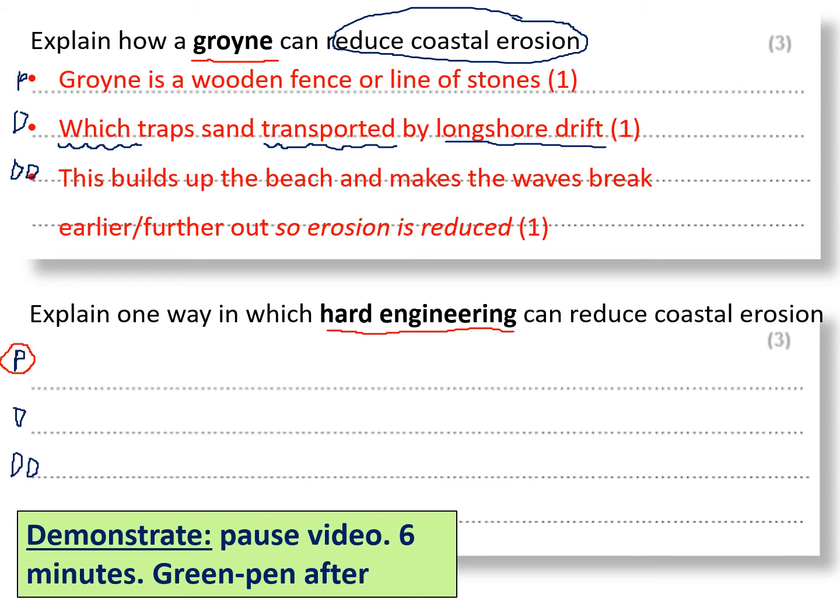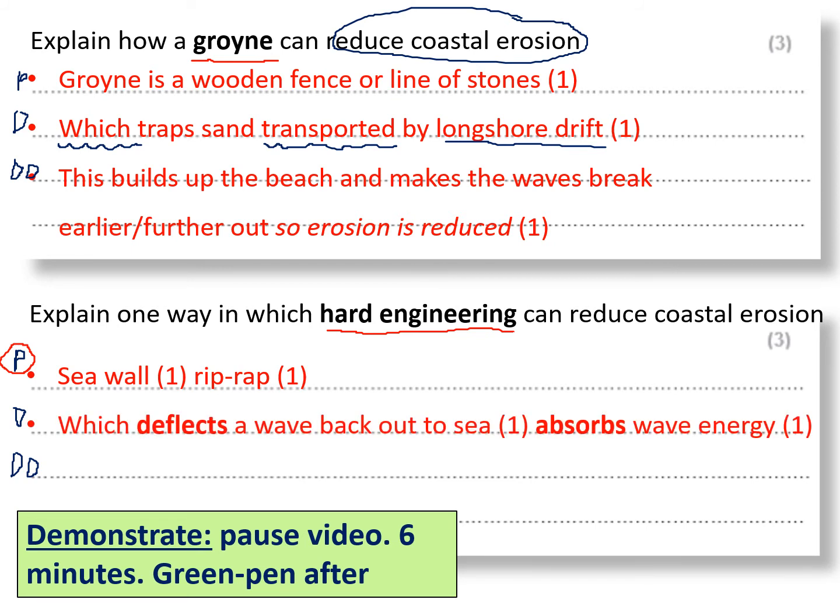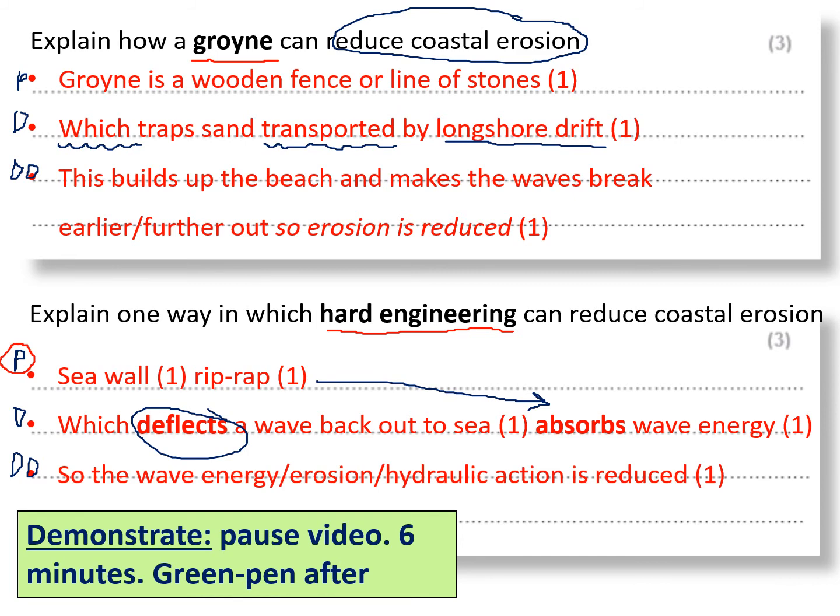The second question, explain one way in which hard engineering can reduce coastal erosion. I chose seawall, but you could have said riprap. Remember, the seawall deflects a wave, the energy of the wave, back out to sea, whereas the riprap absorbs and breaks up the wave energy. So there's your development. For the double development, all you needed to say is wave energy, erosion, hydraulic action is reduced. Any one of those would have been absolutely fine, or something similar. Give yourself a mark out of 6.